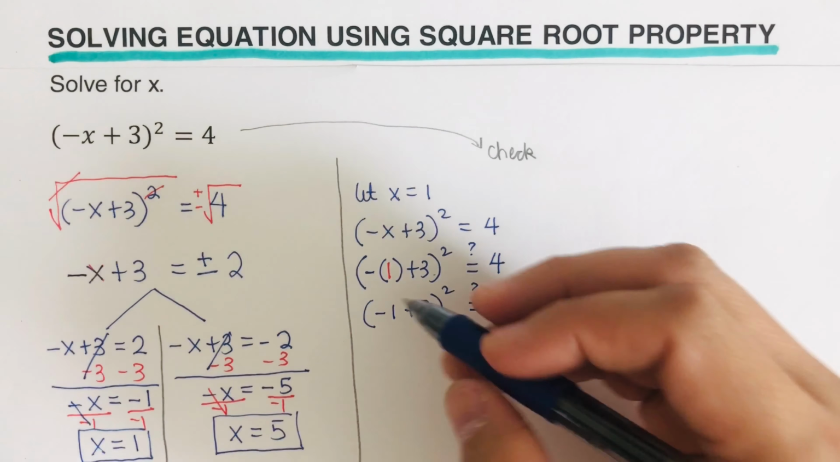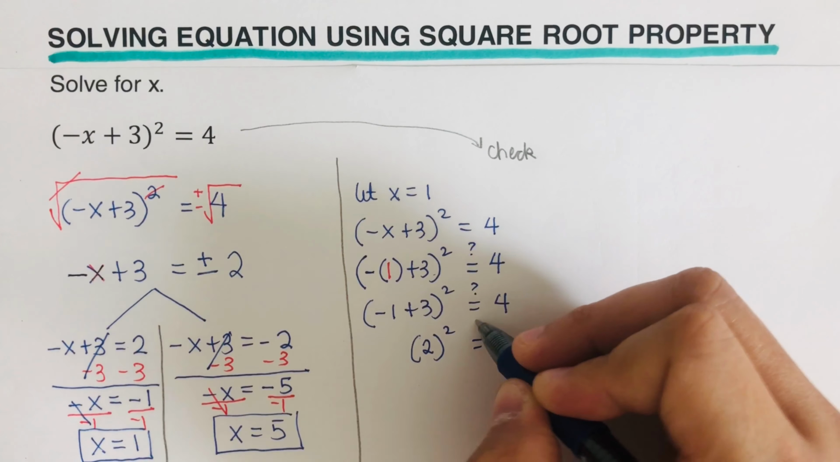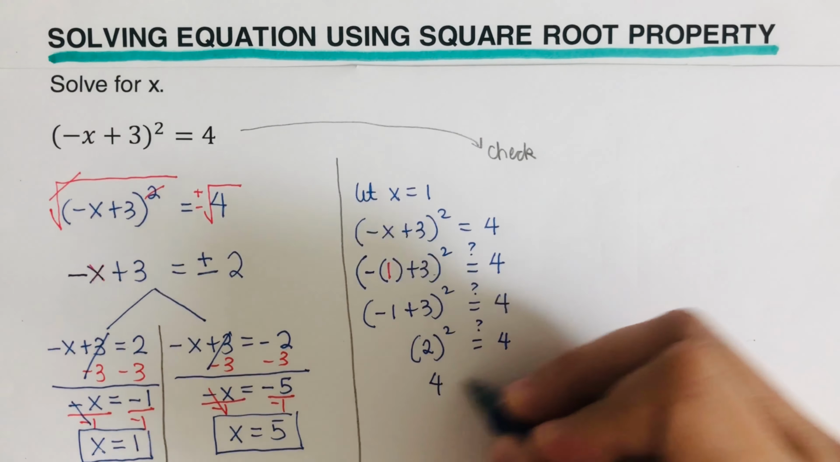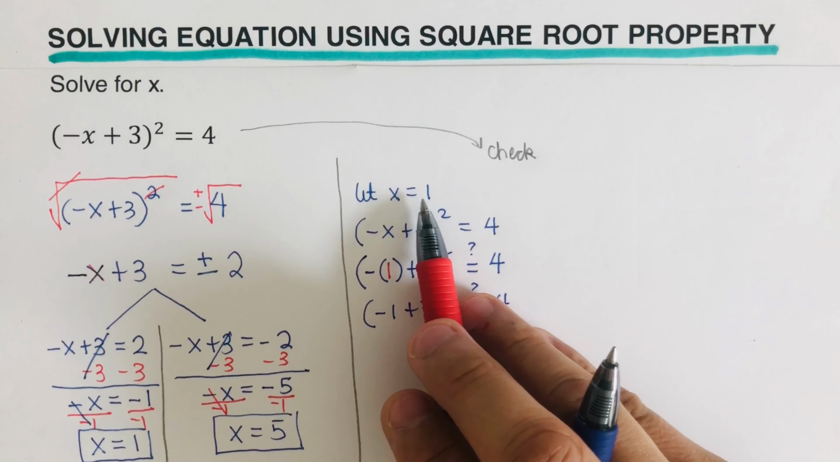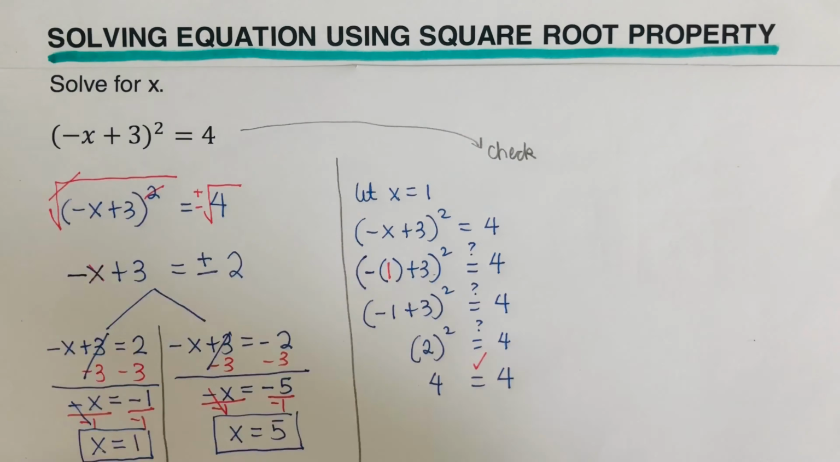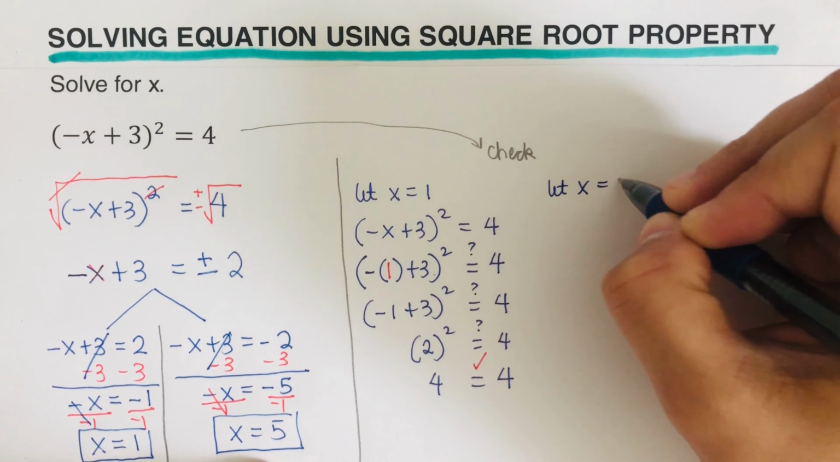Negative 1 plus 3 is a positive 2. And then that's squared, is that equal to 4? 4 is equal to 4. So that means that x is equal to 1 is a solution to this equation right there. Now let's check if 5 works. So we let x is equal to 5.